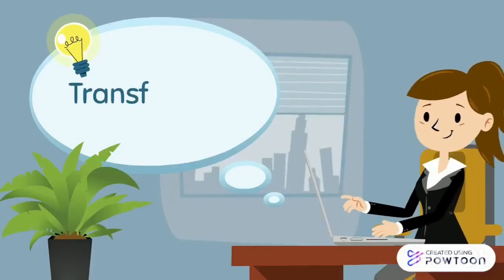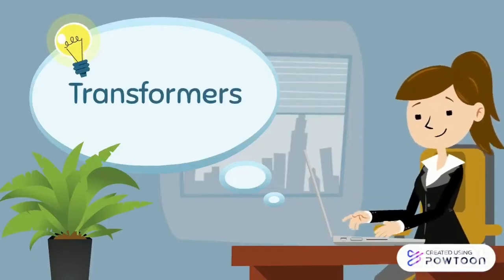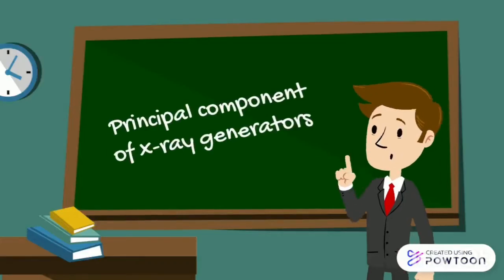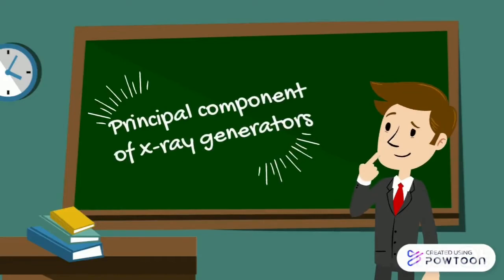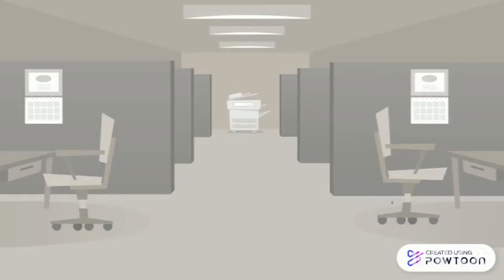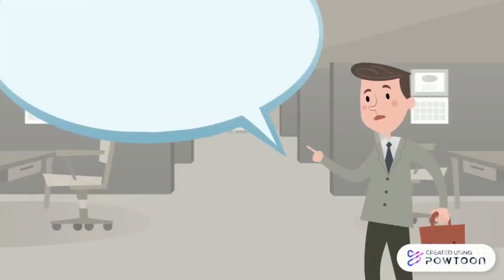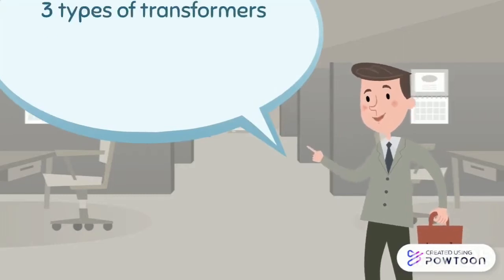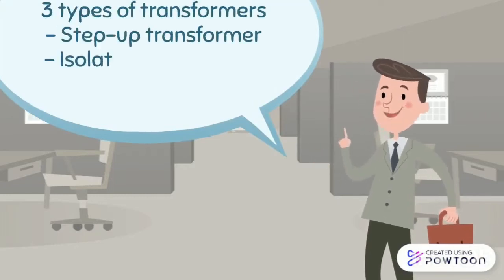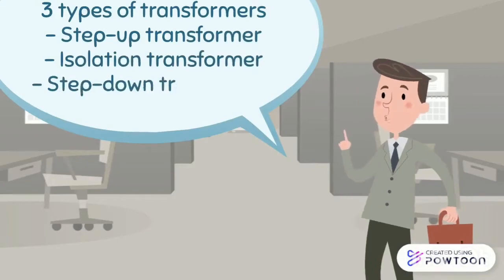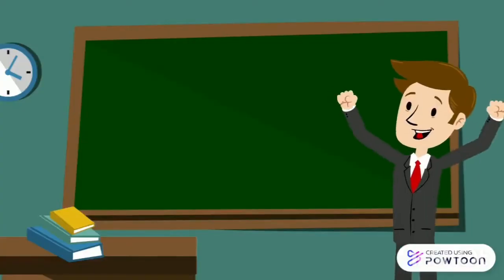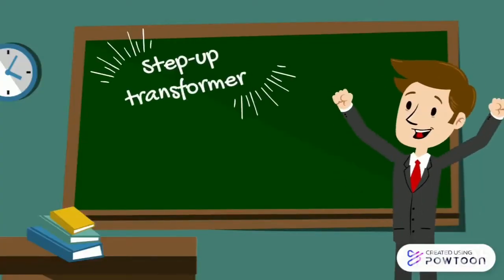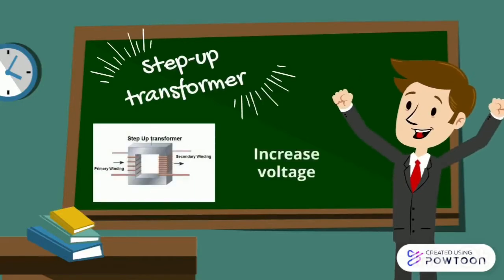Now we are going to talk about the transformers. Transformer is the principal component of X-ray generators. There are three types of transformers, which are step-up transformer, isolation transformer, and step-down transformer. Let's begin with step-up transformer. It increases voltage because the number of secondary winding is more than the number of primary winding.